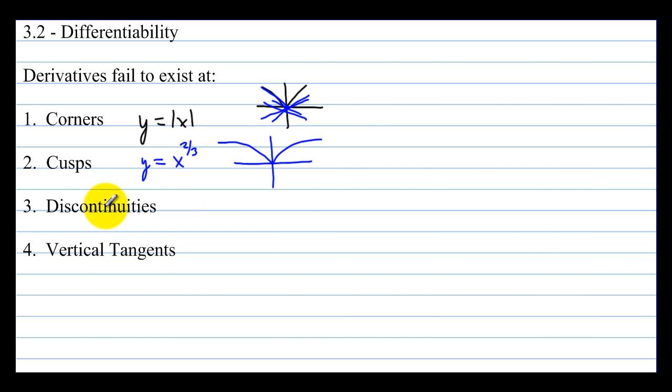A derivative doesn't exist at any of the discontinuities. For example, removable, infinite discontinuities, or jump discontinuities. You will not have a tangent line at that value. Vertical tangents. If we have a curve that curves so much that it becomes vertical, curves straight up, and then curves again, let's say that one, there would not be a tangent line at that value right there where the tangent line would be vertical. It wouldn't exist at this value.